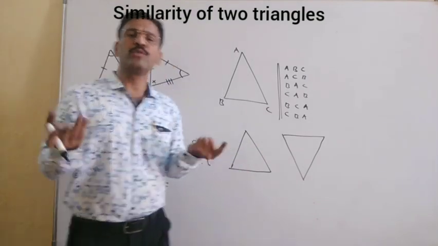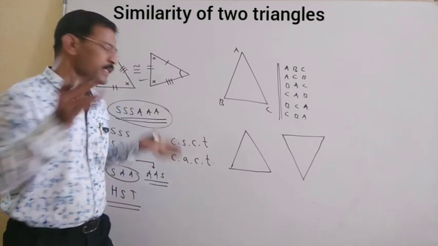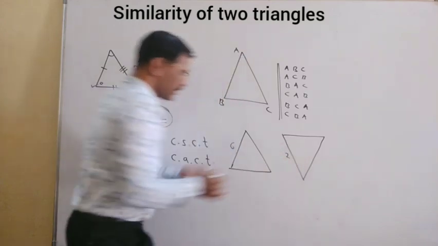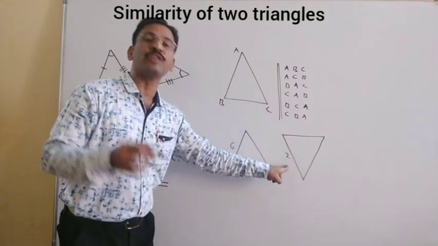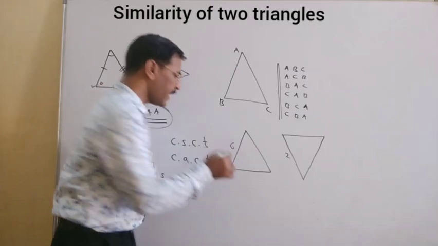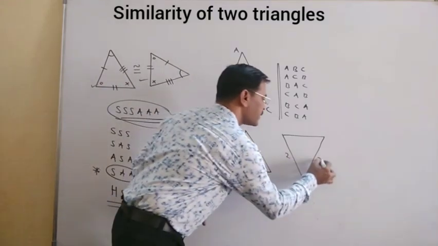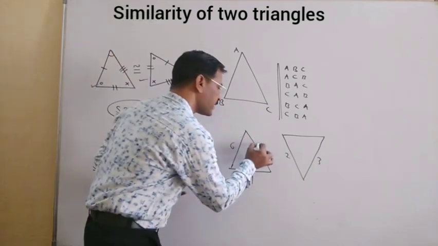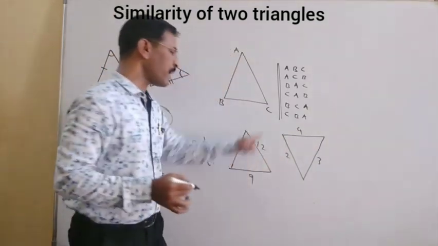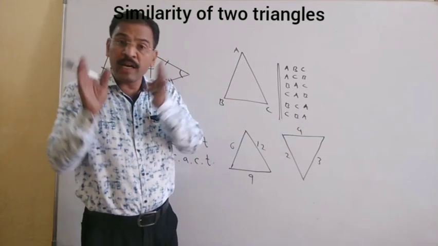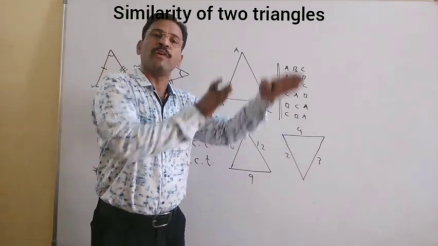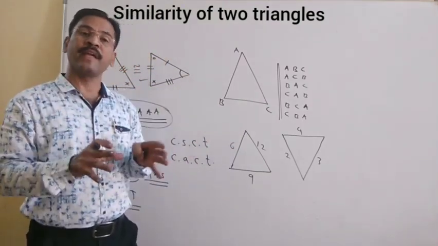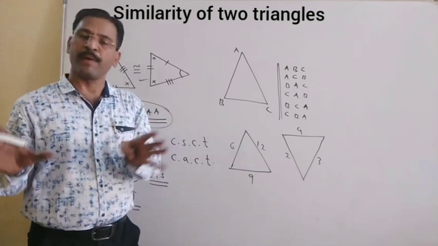So how are the 3 sides in proportion? See, suppose here it is 6 and here it is 2, then their proportion is what? 6 upon 2 means 3 upon 1. See here, this is 9 and here it is 3, so 9 upon 3 is again 3 upon 1. Now here suppose it is 12 and here it is 4, so 12 upon 4 is 3 upon 1. So 3 upon 1, 3 upon 1, 3 upon 1. Not always, but these 3 are the same every time. Then we can say all the 3 sides are in proportion.